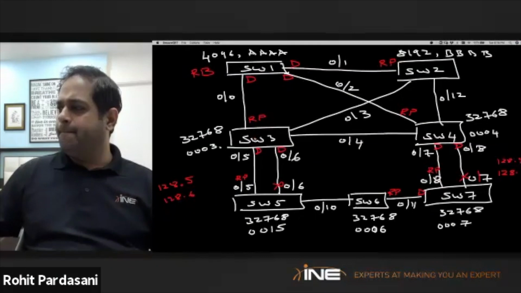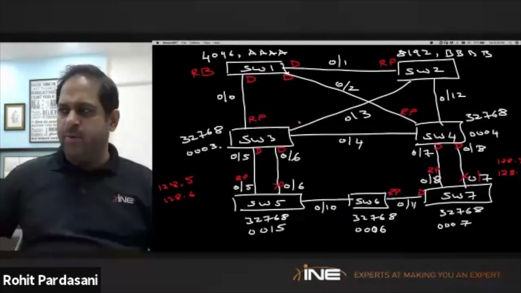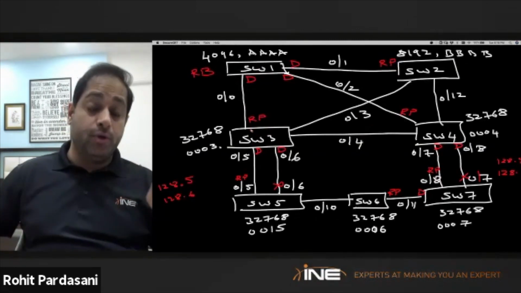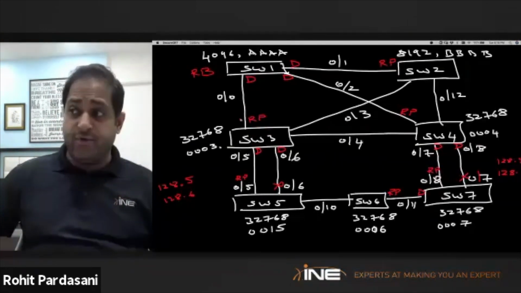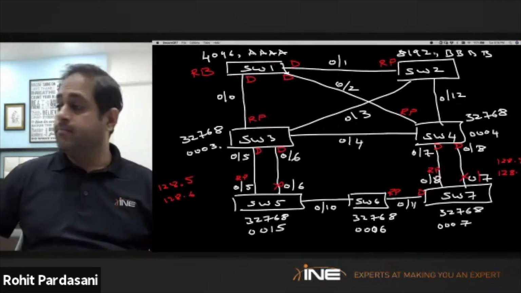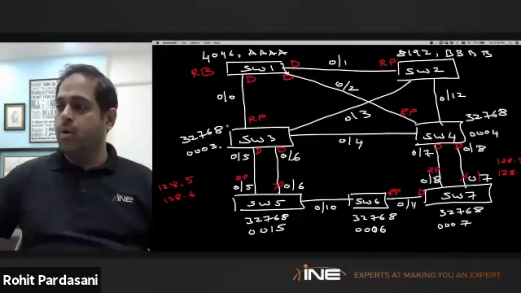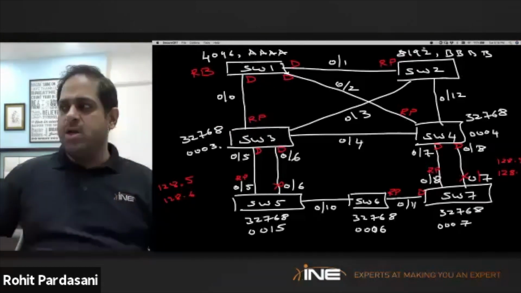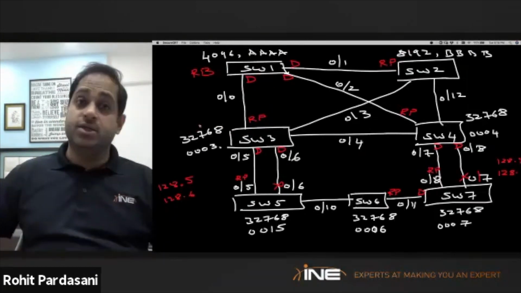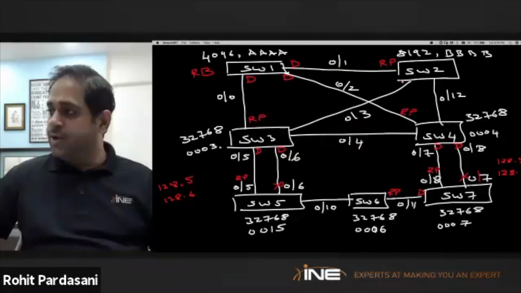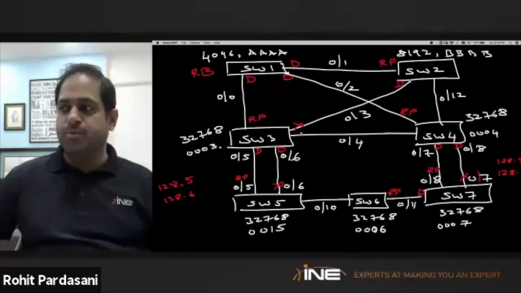So let's start with switch 3. Let's talk about this link between switch 2 and 3. What's the cost of switch 3 to the root bridge? Direct link cost, 100. What is switch 2's cost? 100, same. What is switch 2's bridge ID? 8192 versus 32768. Switch 2 wins based on the bridge ID priority portion. So it becomes designated, and this one goes into blocking.